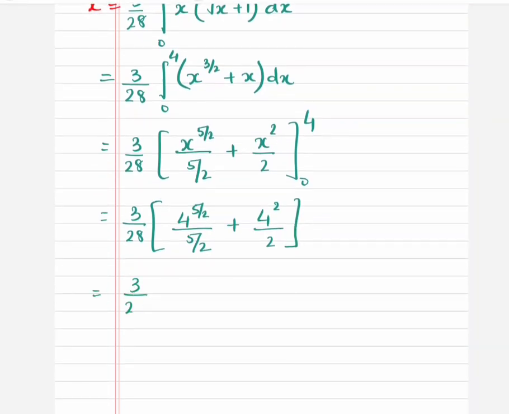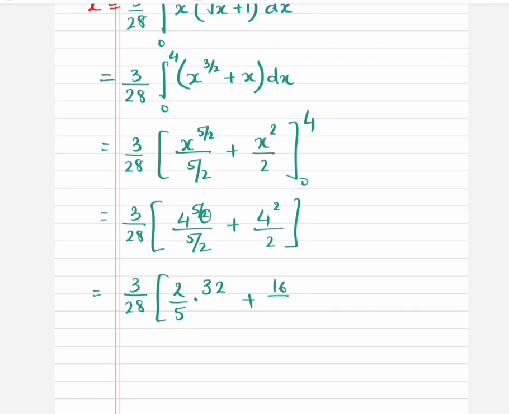All right, 3 over 28. Let's simplify that. So this is going to become 2 over 5 times, again I'm going to do the square root first. So that's 2, and 2 to the power 5 is going to give us 2 to the 4, 8. 8 times 2 is 16. 16 times 2 is 32.